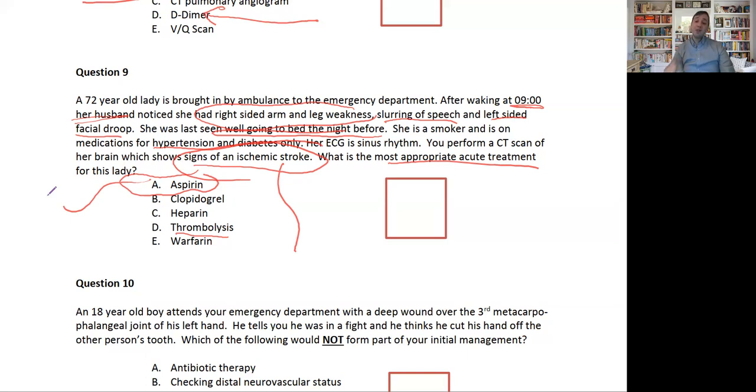Again, thrombolysis for this type of stroke with unknown onset of symptoms is not recommended, because usually they are outside the therapeutic window, which is 4.5 hours after the onset of the symptoms.